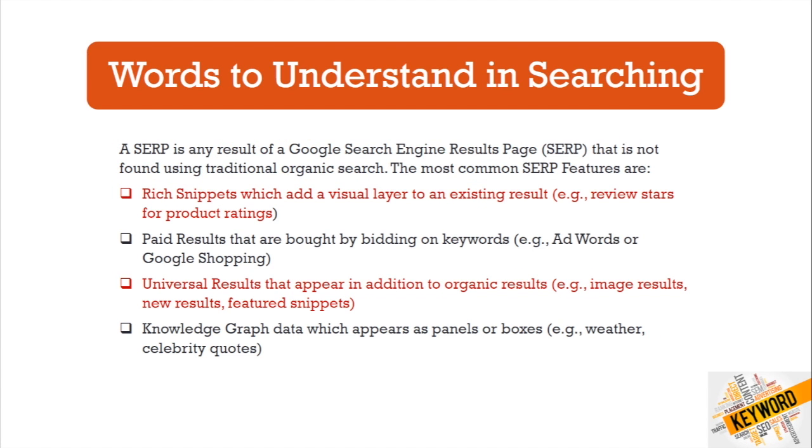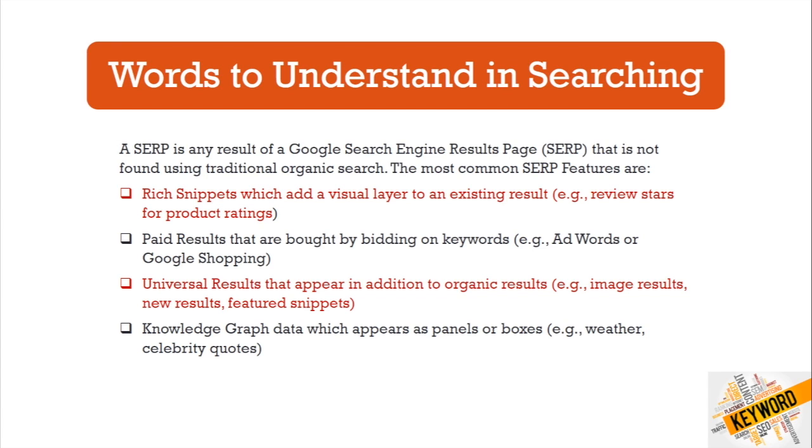Here are some words to understand in searching. A SERP is any result on a Google search engine results page that is not a traditional organic result. The most common SERP features are: 1. Rich snippets, which add a visual layer to an existing result. That is, it has review stars for product ratings.